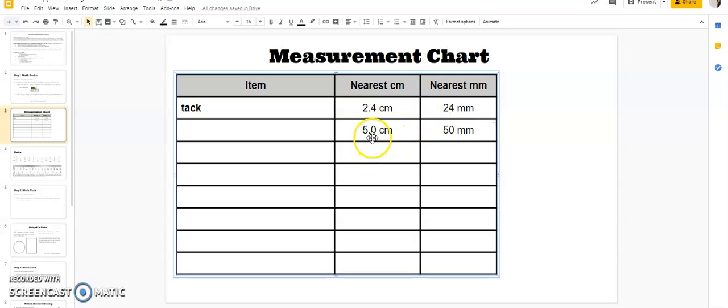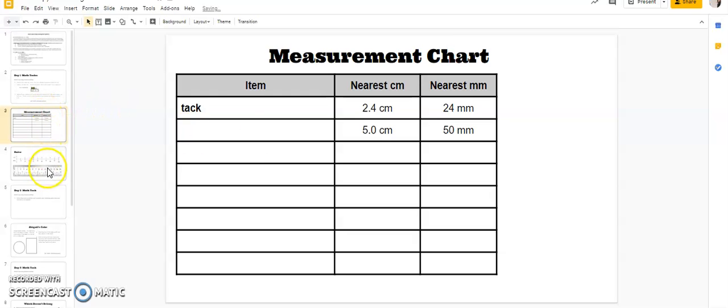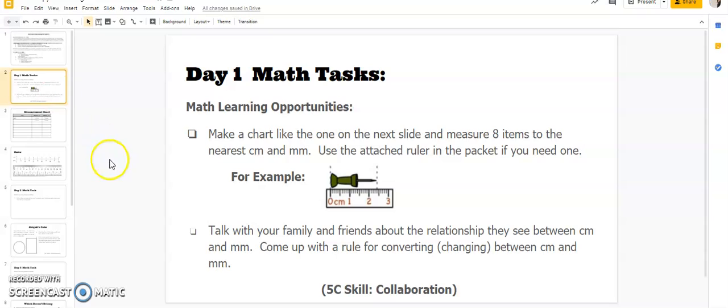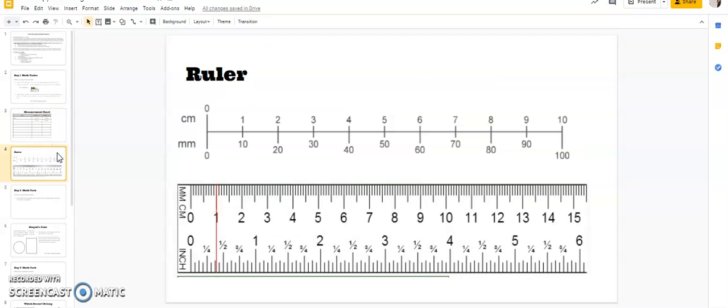Now, I can't tell you what the centimeter millimeter rule is, and the reason why I can't tell you is because when we come over here, it wants you to talk with your family and friends about the relationship they see between centimeters and millimeters. You need to come up with a rule for converting or changing between centimeters and millimeters yourself. And this activity here is for your 5C skill for collaboration because we're working together.